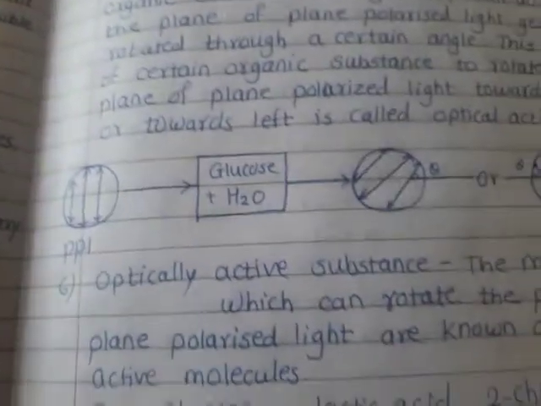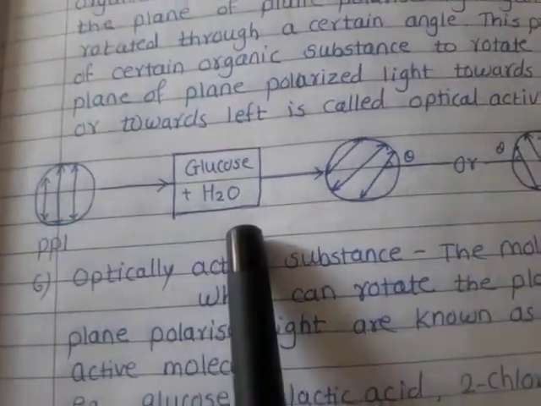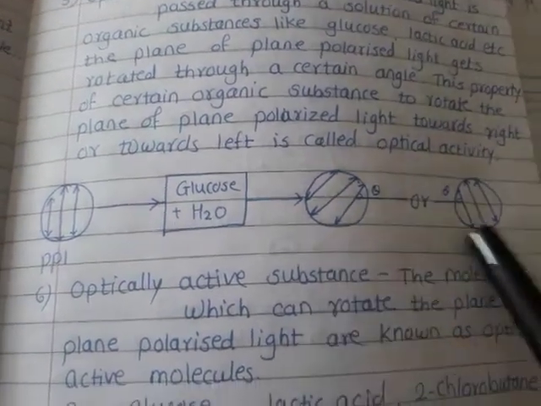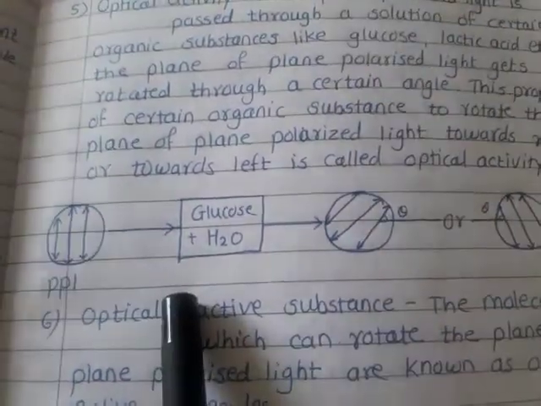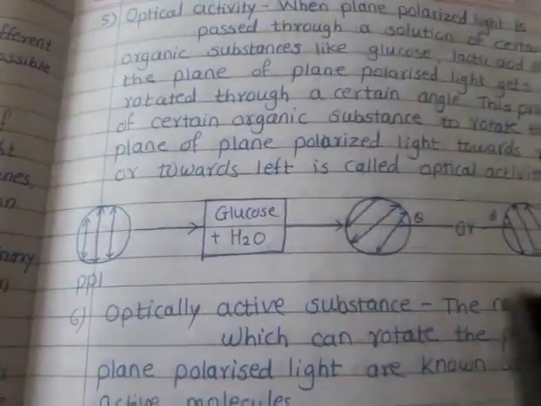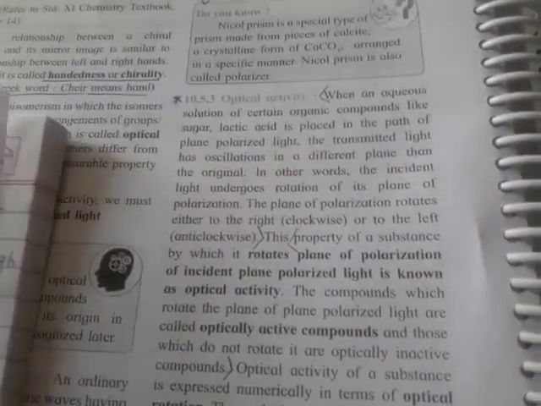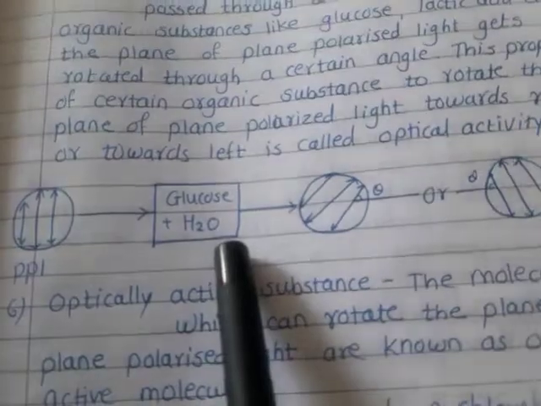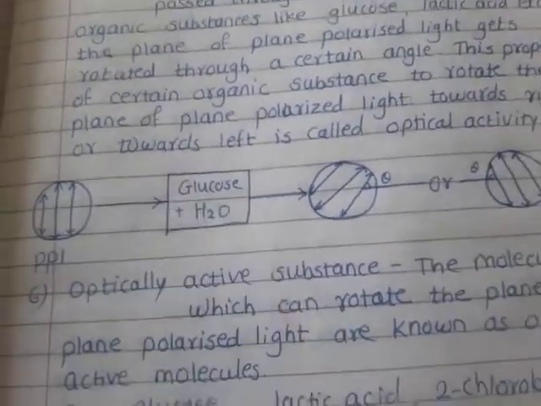See, I have shown you the diagram here. This is PPL passed through glucose solution, so that the light is rotated towards the right or towards the left. So the property of a substance of rotating the plane of plane polarized light towards the right or towards the left is called optical activity. Okay, and glucose is responsible for that, so it is optically active. And I told you one more example, that instead of glucose, if we take only water, then it will remain as it is.